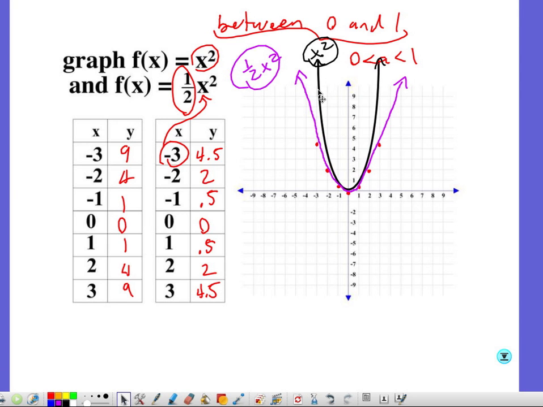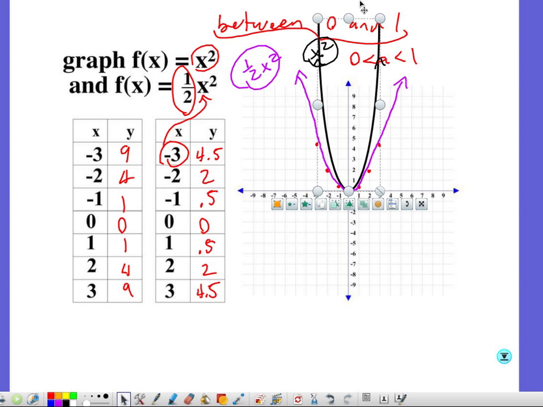So let me take this function right there and take a look at what happens when I stretch it vertically. It gets thinner, but when I do a vertical compression, take a look at what happens to the function. It gets wider. So vertical stretch, it gets thinner. A vertical compression, it gets wider and wider. So those are the two fundamental ideas that we're looking at here.